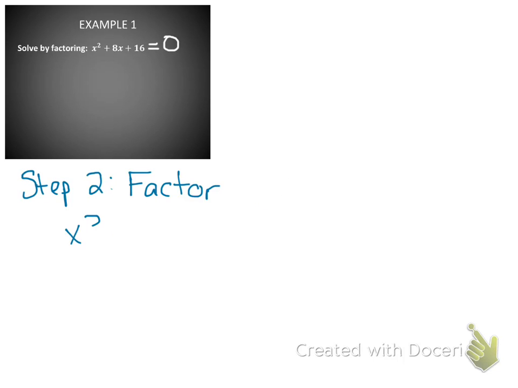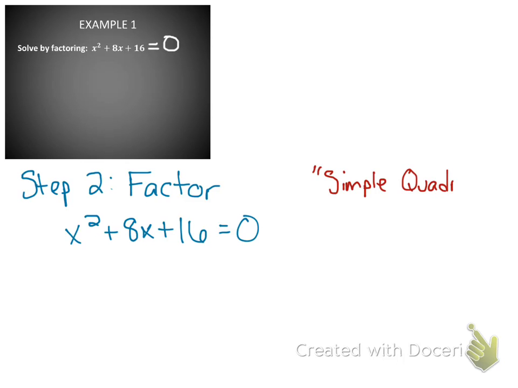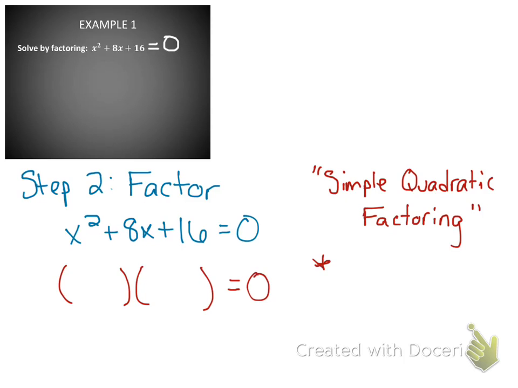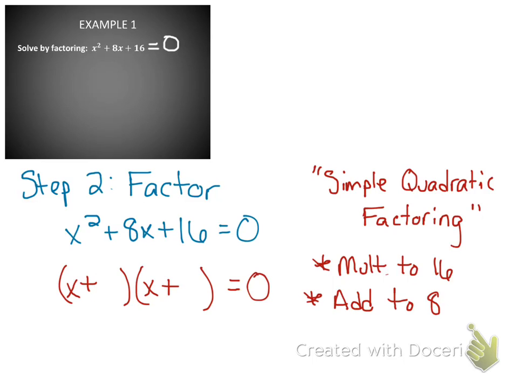Step 2, we want to factor the equation. This quadratic equation matches the quadratic factoring pattern of simple quadratic factoring. You'll find that on your factoring flowchart on handout 2. So we want to set up two sets of parentheses, and we need to choose two numbers that multiply to 16 and add to 8. We'll put our x's in the front. That's where our x squared comes from. Both of these will be addition because we're adding to a positive number and multiplying to a positive number. And then the two numbers that fit this pattern are 4 and 4.